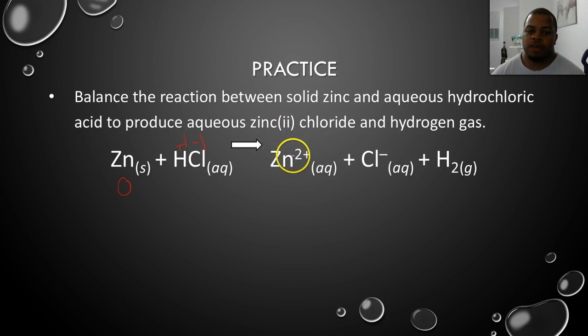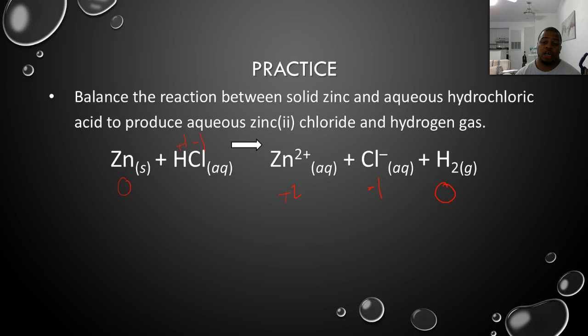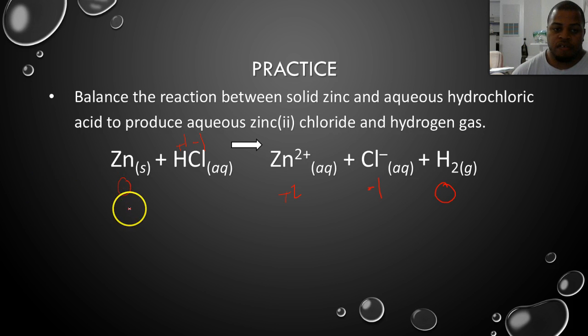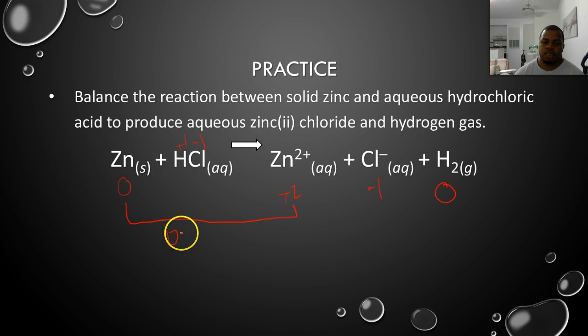Now, on the other side, we notice that zinc has a charge of +2. Ooh, it's changed. Chlorine still has a -1, but now the hydrogen has a 0 charge. Why? Because, again, it's in its elemental form. It's a diatomic, so that means it's going to have 0. So what was reduced? What was oxidized? Well, let's see. If I have my zinc here, it went from 0 to +2. That means that it had to lose electrons. So zinc was oxidized.